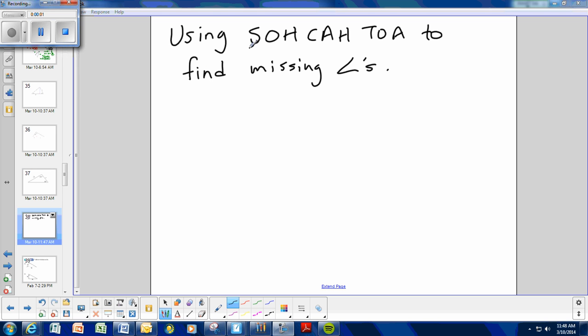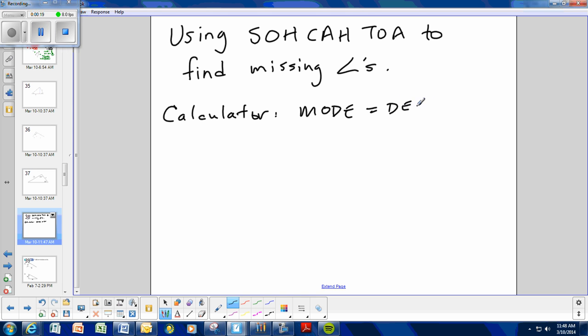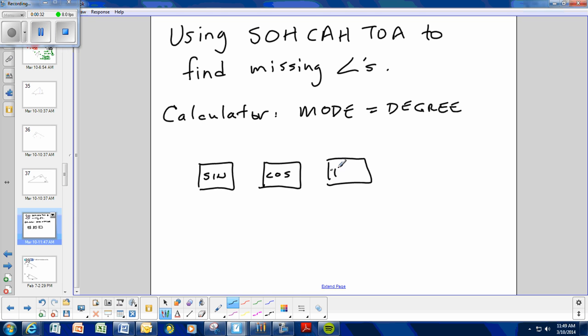Okay, today's lesson we're going to talk about how to use SOHCAHTOA to find missing angles of a right triangle. A couple of key points as far as your calculator goes. Always make sure that mode is in degree mode. And there should be 3 buttons on your calculator: sine, cosine, and tangent.